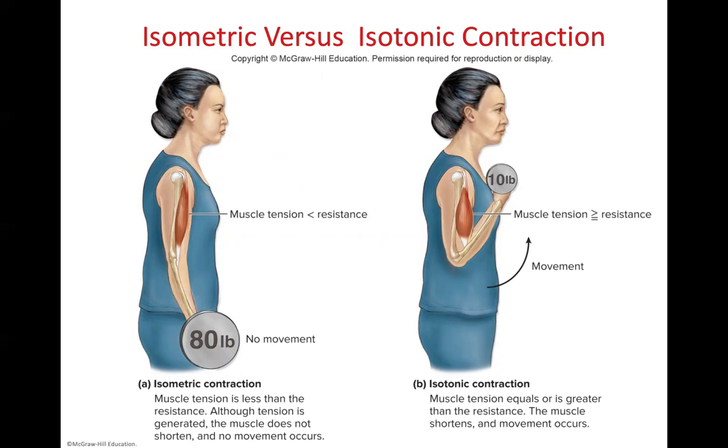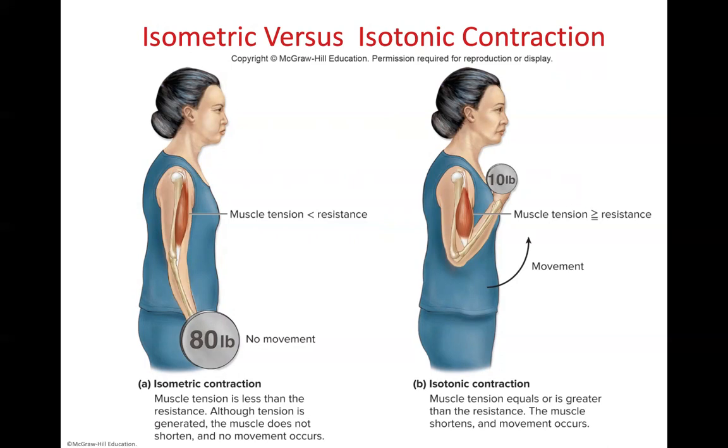The tension that she's able to exert is less than the resistance. So she keeps putting in force, but no movement is occurring. On the right, she can curl that 10 pounds with ease. So this is isotonic contraction. This is where the muscle tension is greater than the resistance, so we're getting movement.